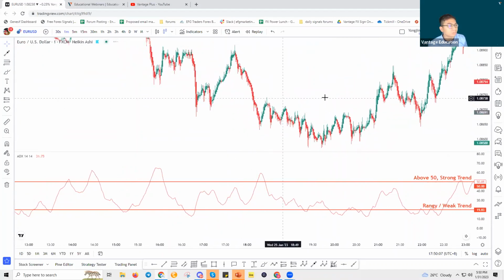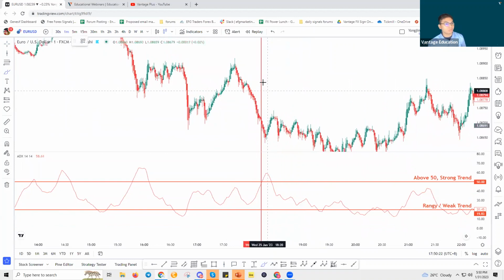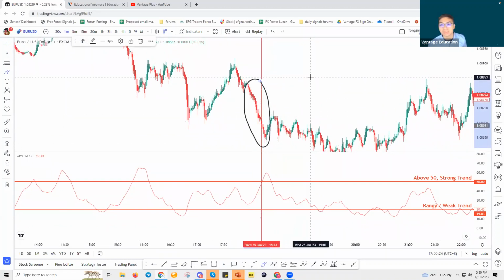Okay, this might not be bad. So we have quite a nice drop right there. I'm not sure why it's not drawing. We also have a confluence with this Heiken Aishi being fully red, indicating a downtrend.